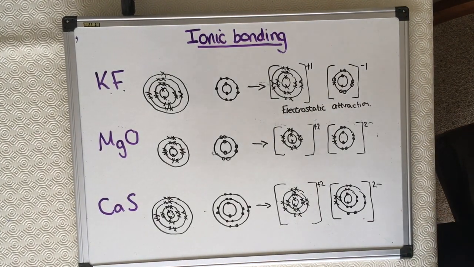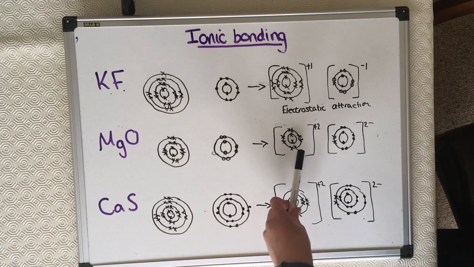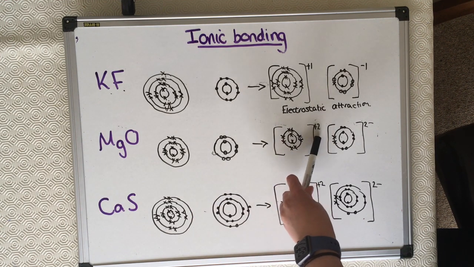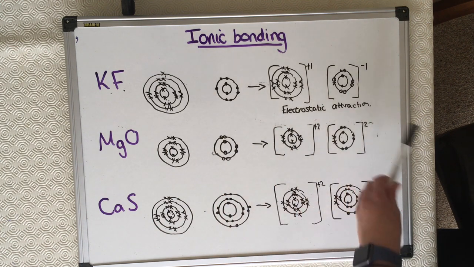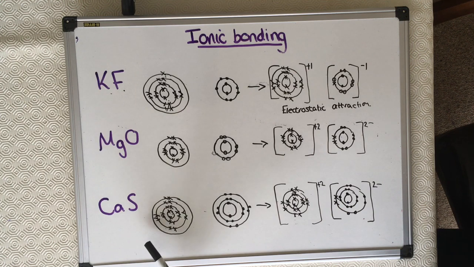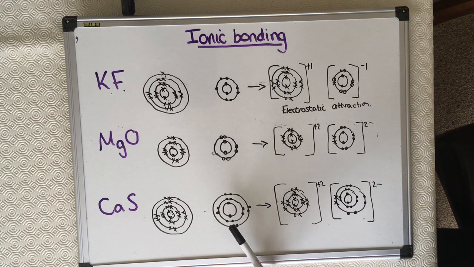So I've just added the other answers. Magnesium 2, 8 and then 2, becomes 2 and then 8 with a +2 charge. Oxygen 2 and then 6 becomes 2 and 8 with a 2- charge. Calcium 2, 8, 8, 2 becomes 2, 8, 8 with a +2 charge. Sulfur 2, 8, 6 becomes 2, 8, 8 with a 2- charge.